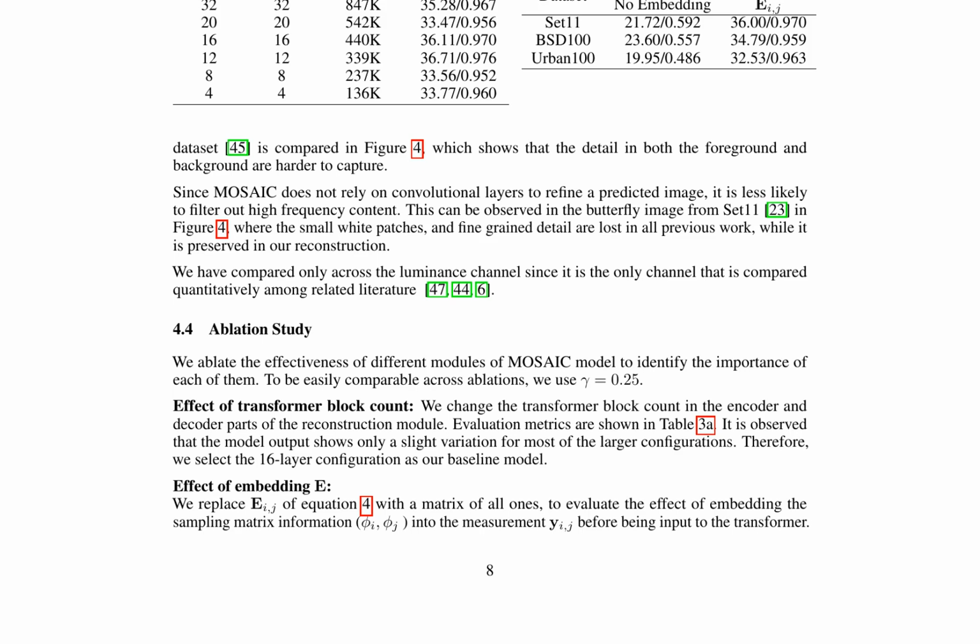The authors conclude that MOSAIC achieves state-of-the-art performance in compressive sensing reconstruction tasks, attributed to its ability to preserve high-frequency content and its robustness to noise during inference. The ablation study provides insights into the importance of different modules in the MOSAIC model, guiding future research directions.